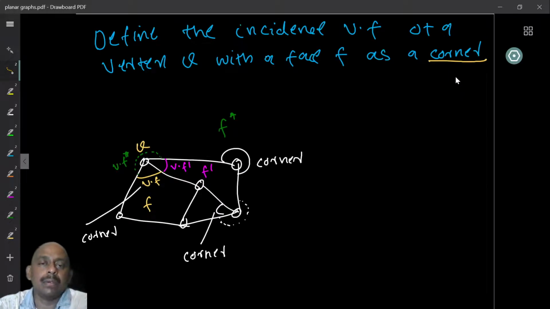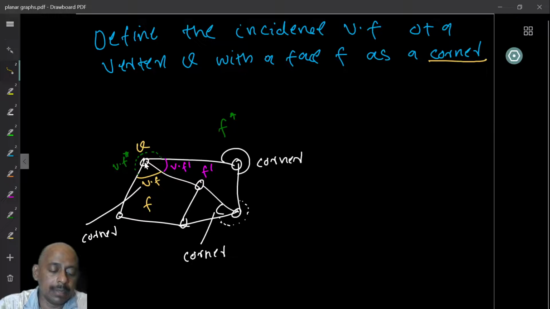Now, we define the incidence of a vertex and a face as a corner, and here are some examples, right? So you have this vertex here, and you will see that its degree is 3. It has exactly 3 corners. For example, this corner, and this corner. Similarly, this has 2 corners. Each vertex has several corners we can define, right?